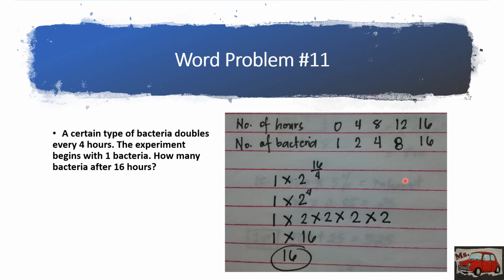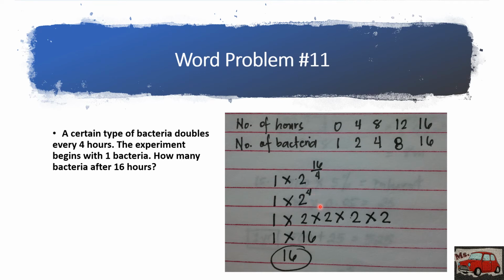Okay? So let's use the concept of exponent para mas madali natin malaman yung sagot. So first, nag-start tayo sa 1 na bacteria times 2 kasi na-doble. So the exponent is 16 over 4 kasi kailangan natin malaman ilang beses siya madodoble kung kada 4 hours. So 16 hours divided by 4, so ibig sabihin 4 na beses siyang madodoble. Alright, so we have na 1 times 2 raised to 4.